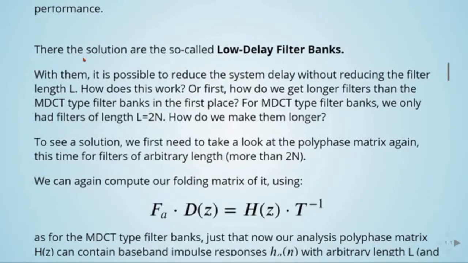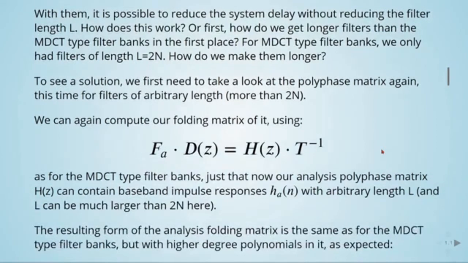Or first, how do we get longer filters than the MDCT type filter banks in the first place? For MDCT type filter banks, we only had filters of length L equals 2N. So how do we make them longer? To see a solution, we first need to take a look at the polyphase matrix again, this time for filters of arbitrary length, so more than 2 times N.